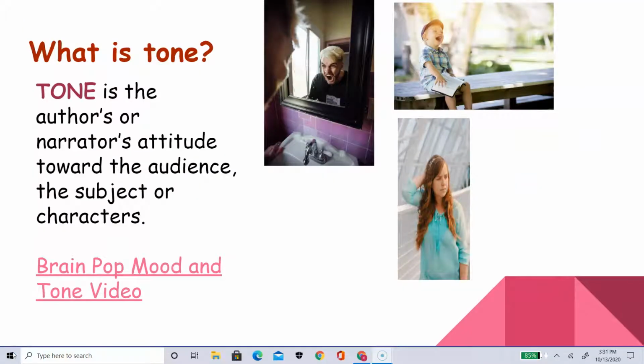Now that we've dabbled a little bit with mood, let's take a look at tone. Tone is the author's or the narrator's attitude toward the audience, the subject, or the characters. It reminds me of when I was younger and my mom would say, "Hey, don't use that tone with me, young lady." It's how the author presents or uses the language to give us that attitude about the subject or the characters.